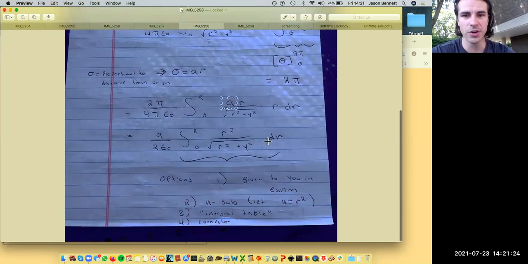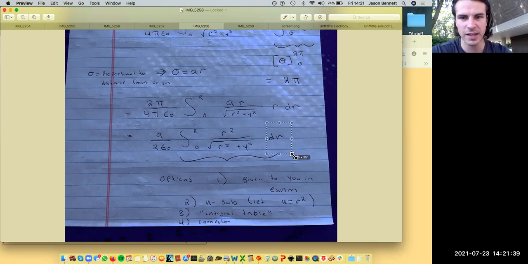I would assume that you're given this on the exam. It's kind of crazy that you'd be supposed to do it by hand. If you were in a Calc 2 class, you would do it with a U-substitution. You would say, let R squared equal U, and then change this thing to match it. Or what it hints at in the problem is called an integral table. I'll show you that in a second. Or you can do what I did and use a computer.